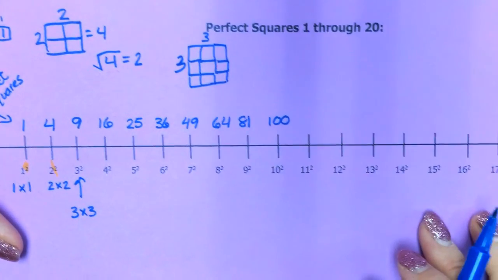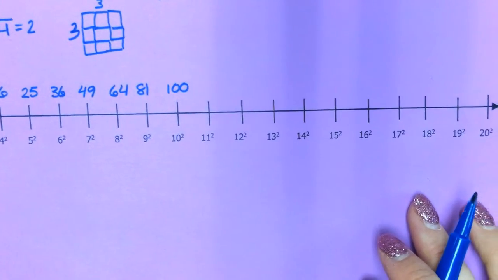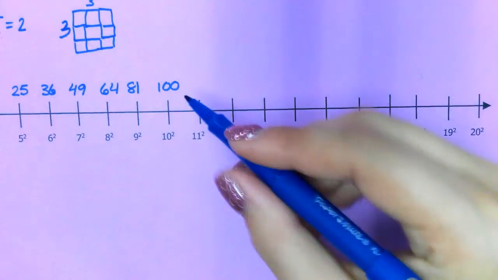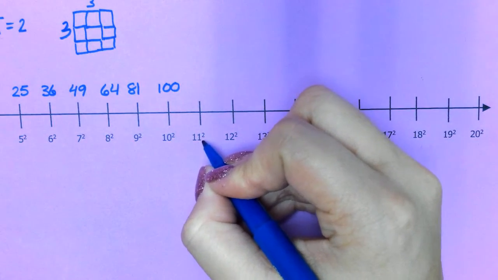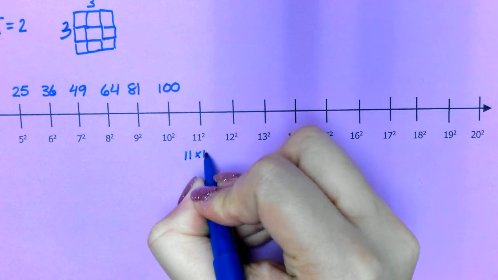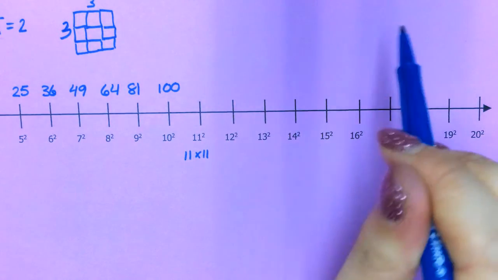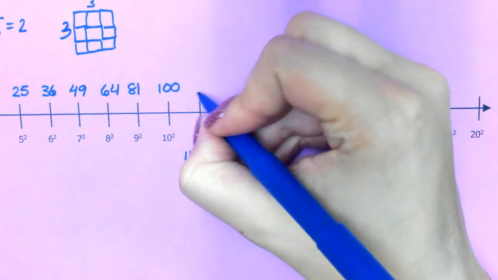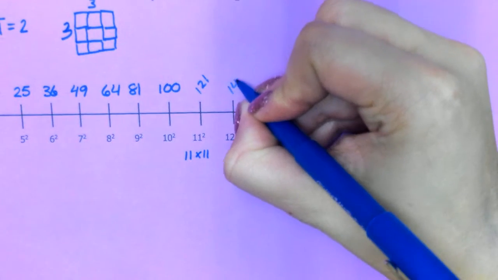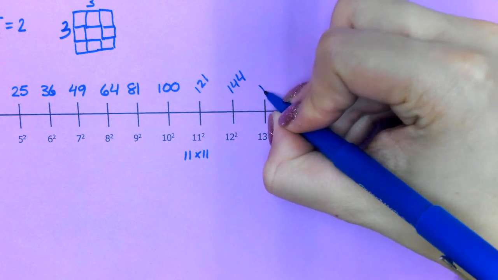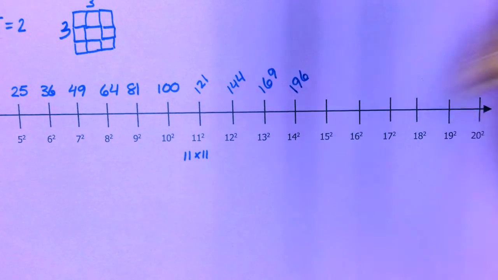We're going to get all the way up to 20 squared. I'm going to move this over a little bit. There we go. I'm going to start writing them on the diagonal just so I can fit them all because they're bigger numbers. So 11 squared, remember we're talking about 11 times 11. So if I made a square that was 11 blocks on this side by 11 blocks on that side, the total would be 121. 12 by 12 is 144. 13 by 13 is 169. 14 by 14 is 196.